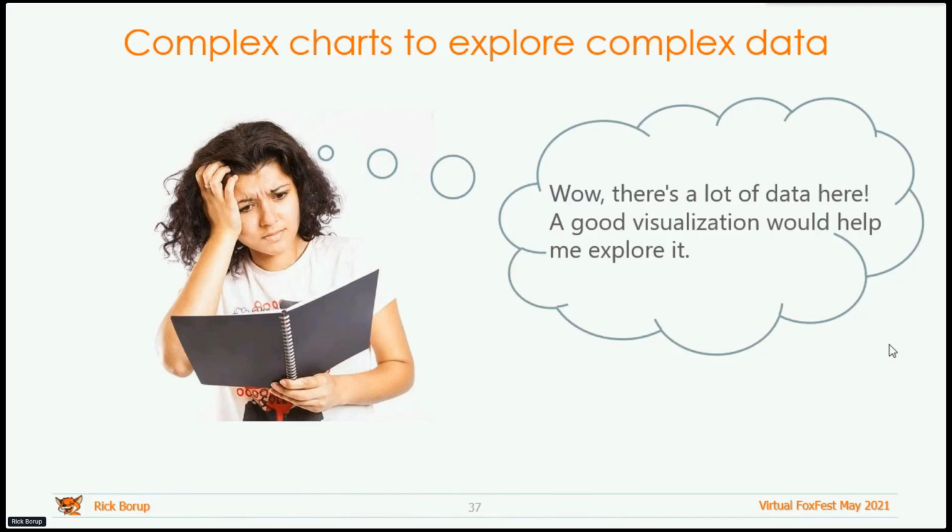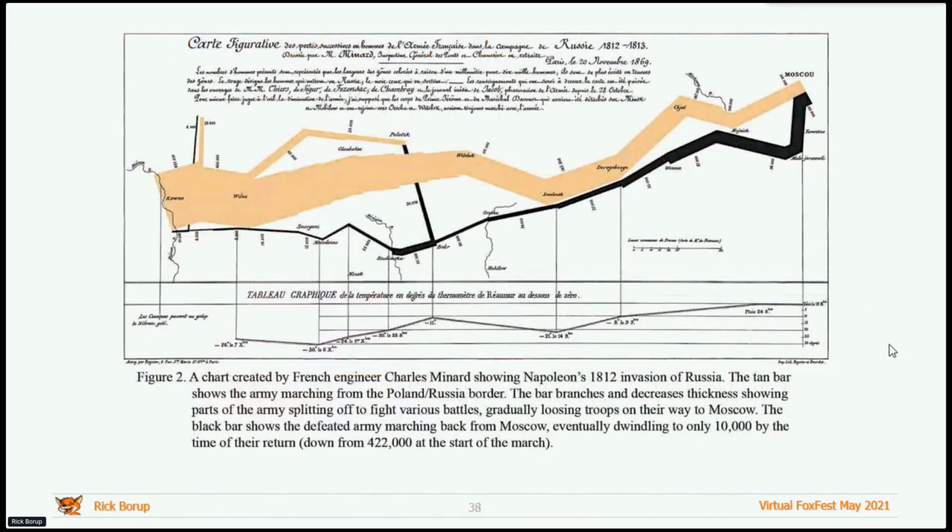And what I'm going to show you here is what I consider to be one of the best examples of a static complex visualization. This is a chart created in the mid-1800s showing the march of Napoleon's army on Moscow in 1812. There's a lot of information there. You can spend a long time looking at this and understanding, but even on a glance, as soon as you know what you're looking at, you can see some very dramatic information.